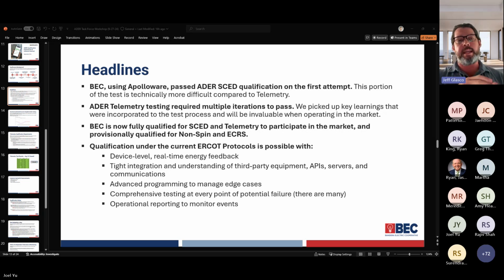I think particularly as we got through the qualification process, it's one thing to qualify, but we realized we really need to think about operationalizing this. And that's what we're doing right now: turning this into a system that can be operated on an ongoing basis.